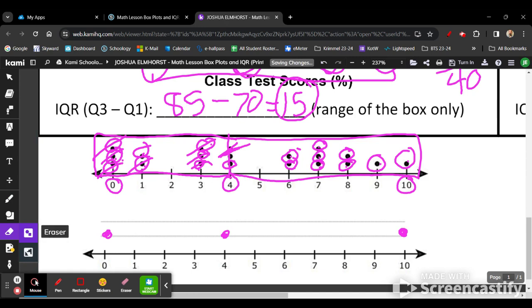Looks like my calculations are off a little here. Let me double check. 1, 2, 3, 4, 5, 6, 7, 8, 9, 10. Okay, so it's still there. So the median is at 4.